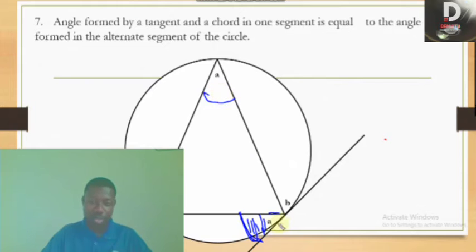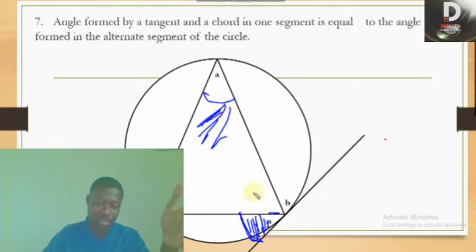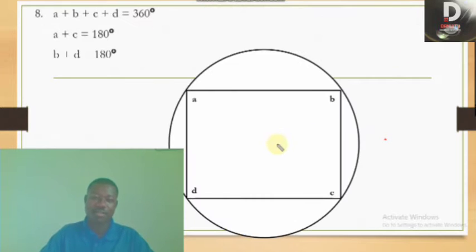Equal to that angle. We are using the principle of what? Alternate angles are equal. They are equal. This is a segment, and that will be another segment. So the one opposite to that angle in that segment are equal. Take note of that. So the next property, good, cyclic quadrilateral.